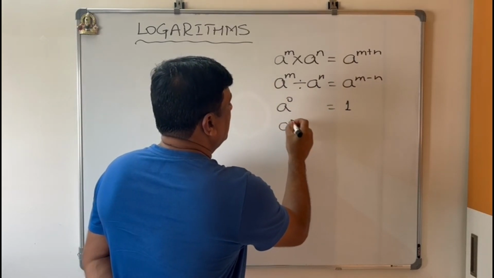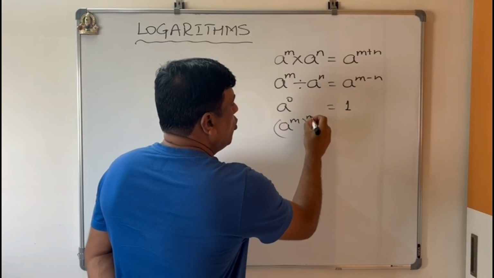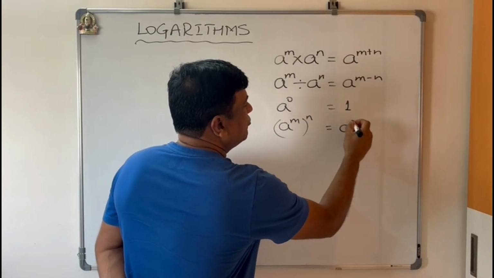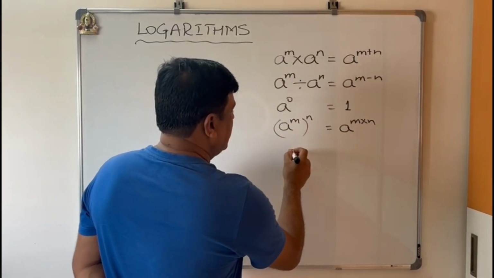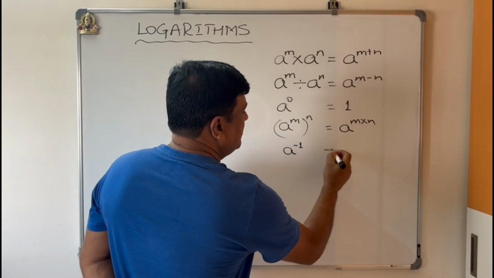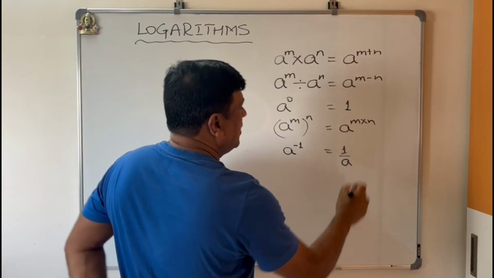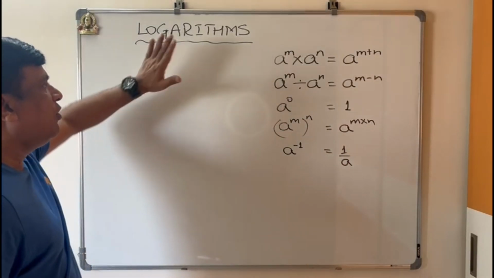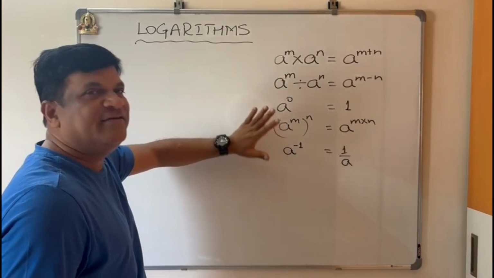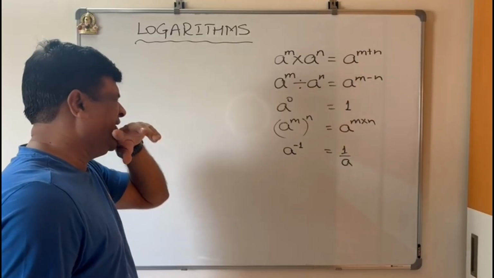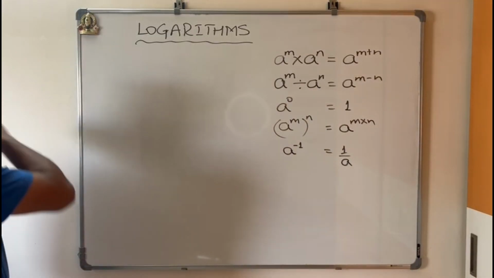Then we learned the power law. A to the power m whole to the power n will become a to the power m times n, right? We learned all these laws. Similarly, a to the power minus 1 will become 1 by a, right? Similarly, we have laws associated to logarithms also. They are going to use the same principles and there will be formulas over here. Okay, so let's look at it.